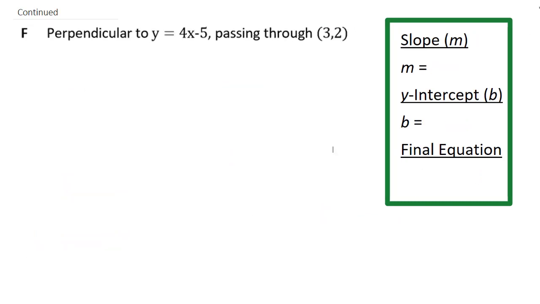Okay, we're back to question F. We're back to a non-special case line. How do I know it's not a special case?